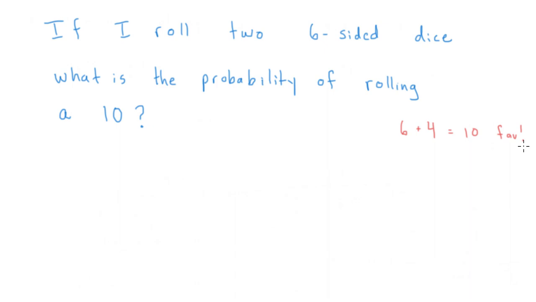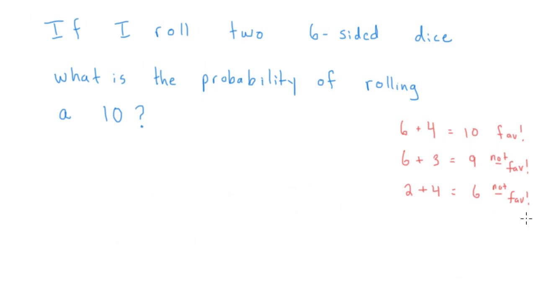Okay, so that's unlikely. If I roll the dice again, okay, I rolled a 6 and a 3. So that's 6 plus 3. That's 9. That's not favorable. Okay, and I go through it again. Okay, 2 and 4. This is not favorable.